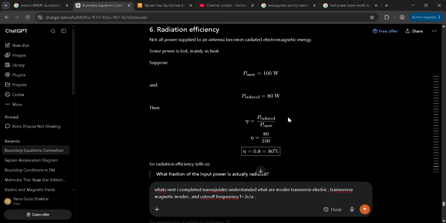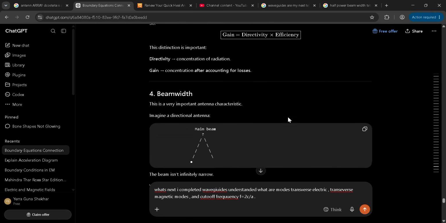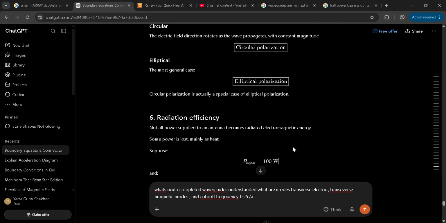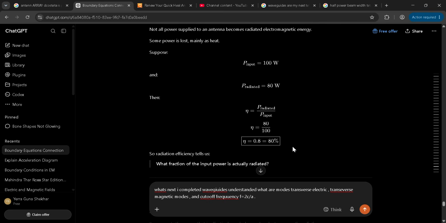We see this radiation efficiency here also. So antenna efficiency is the radiation efficiency. Why do we need radiation efficiency? Because power is not exactly the same in the electromagnetic wave after it is transmitted. Some power is lost, mainly as heat. Suppose the input power is 100 watts and radiated is 80 watts. So we know the input power and the radiated power, then it is easy to know the efficiency.